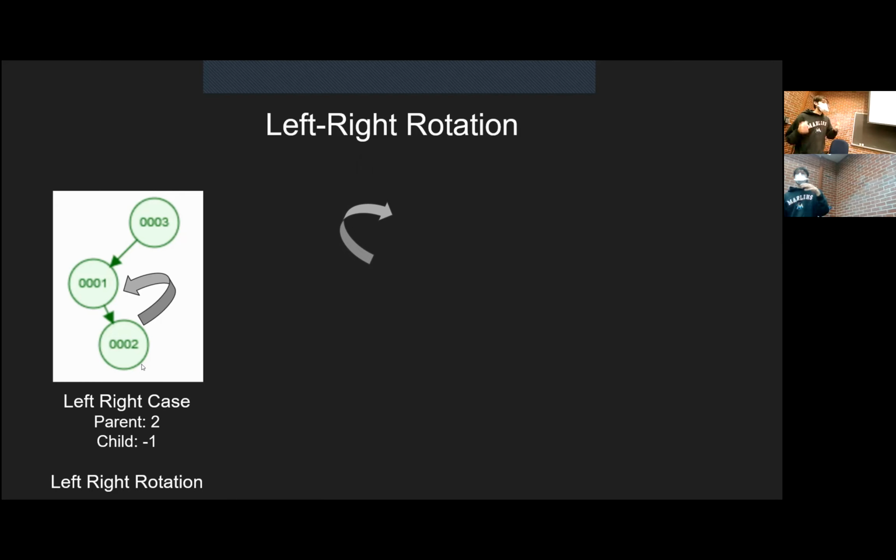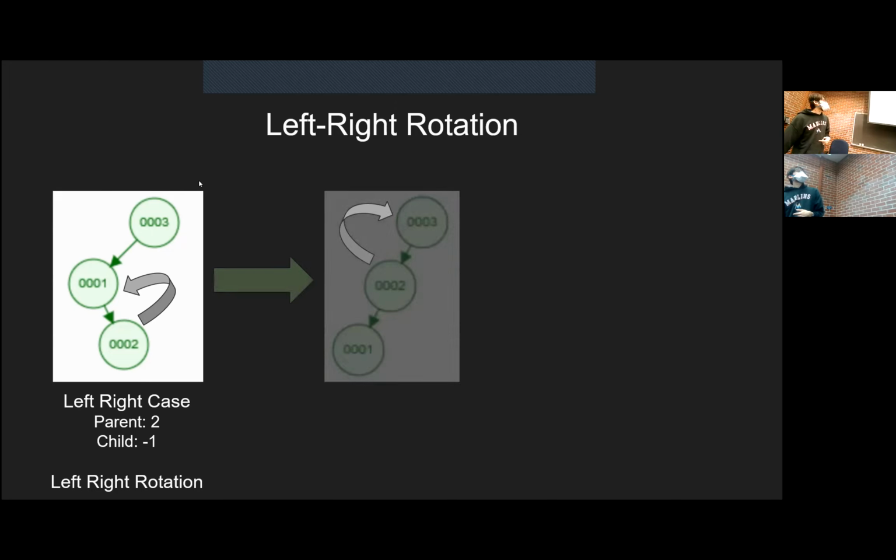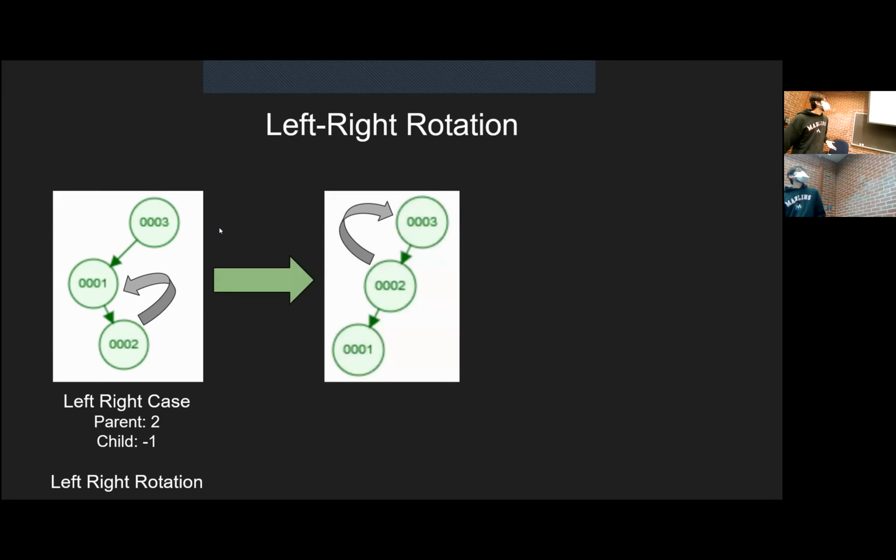So you have a left-right case, and for left-right, you fix it using a left-right rotation. And as the name suggests, that's just a left rotation followed by a right rotation. So for a left-right rotation, the first thing we do is perform a left rotation. That's what we see on the left here. And what you're really doing is basically moving the 2 up to where the 1 is.